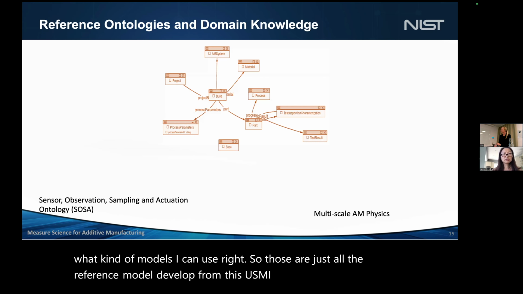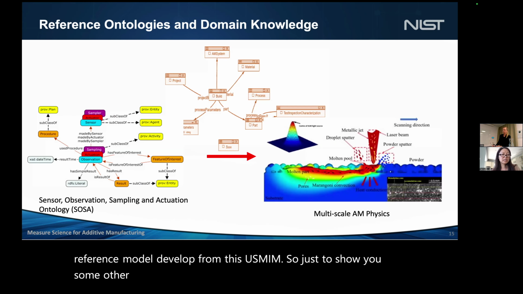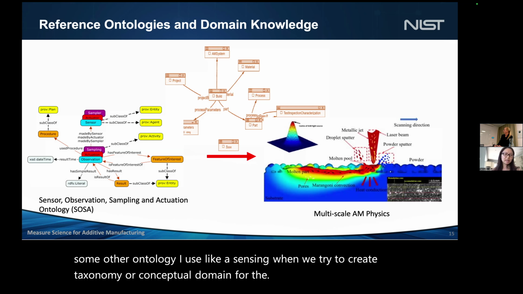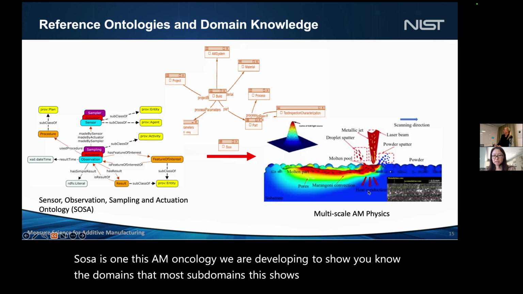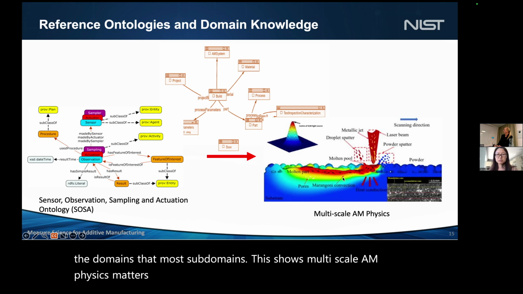I also want to show you some other ontologies I use, like sensing, when we try to create a taxonomy or conceptual domain for the observations, like SOSA is one. This AM ontology we are developing shows the domains and the subdomains. This shows multi-scale AM physics, what kind of observations we should care about, because essentially it's a feature of interest.